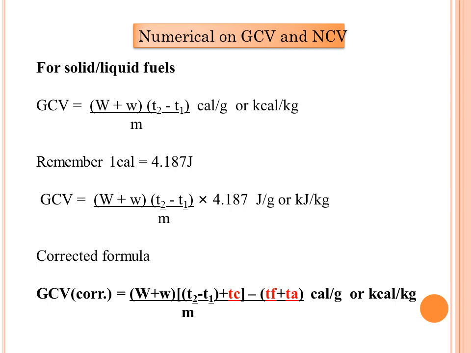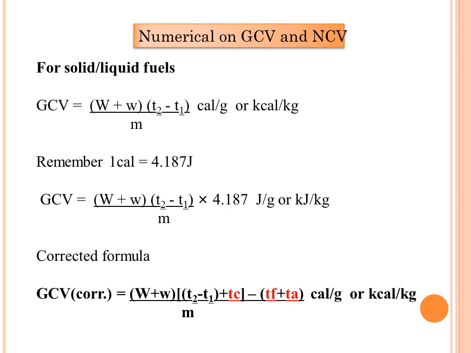Now here capital W is nothing but the mass of water that we have taken in the bomb calorimeter, that is, in the copper calorimeter. Small w is the water equivalent of the calorimeter. T2 minus T1 is nothing but the rise in temperature. Small m is nothing but the mass of fuel that we have burned. This is in terms of calorie per gram or kilocalorie per kg.